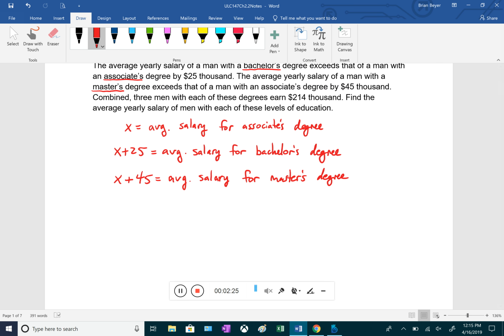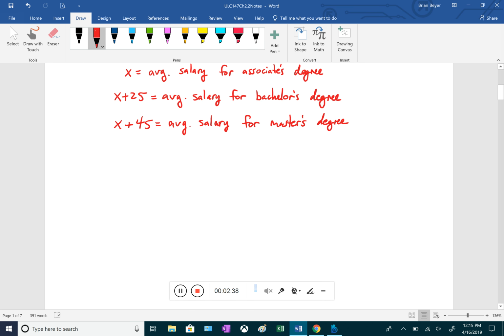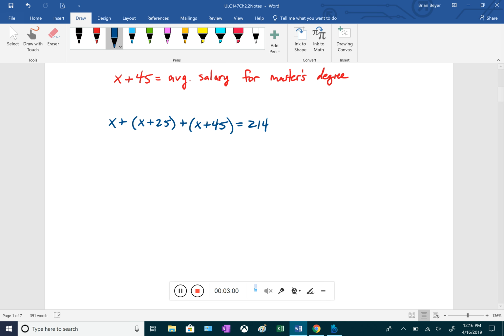So now we want to create an equation based on the fact that combined they earn $214,000. So combined means that it's going to be added. So this means that x plus x plus 25 plus x plus 45 equals 214,000. So associates plus bachelor's plus master's equals 214,000. And now we're just going to solve this linear equation.